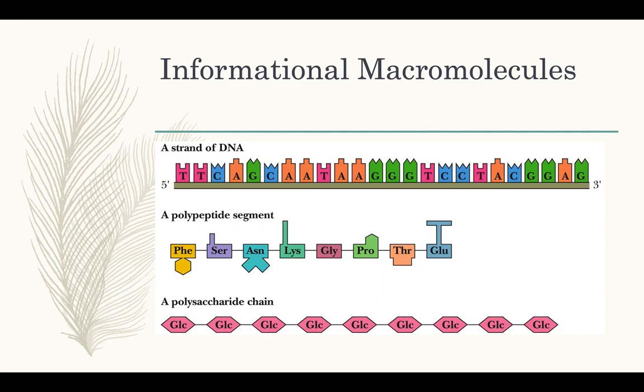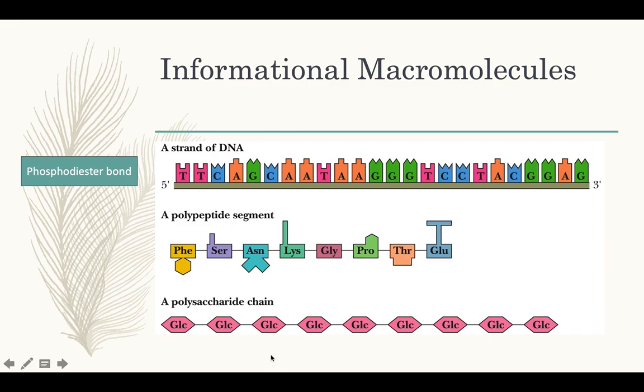Moving to informational macromolecules, you have here a strand of DNA. Note that the proper reading of DNA would always start from 5' to 3'. Aside from that, the linkage of your DNA is called the phosphodiester bond, and it's also stabilized by hydrogen bonding.